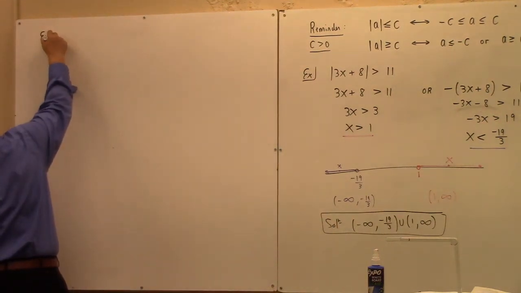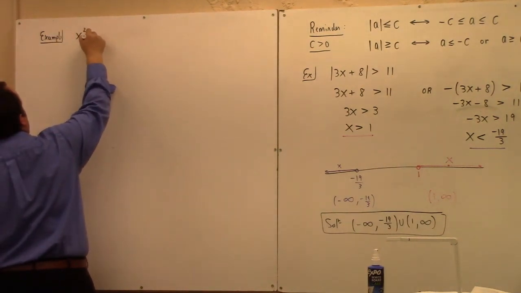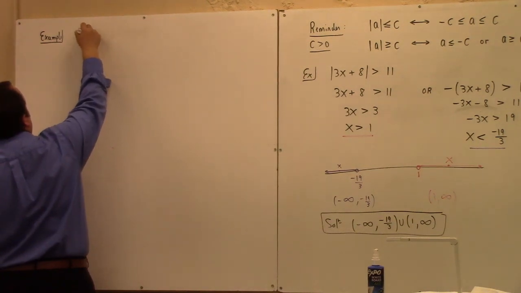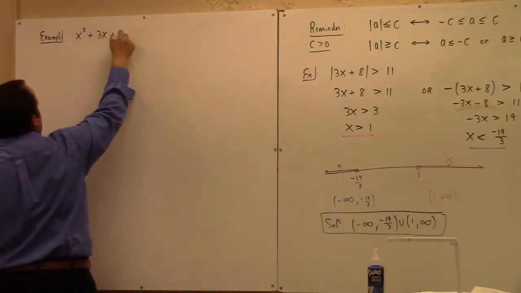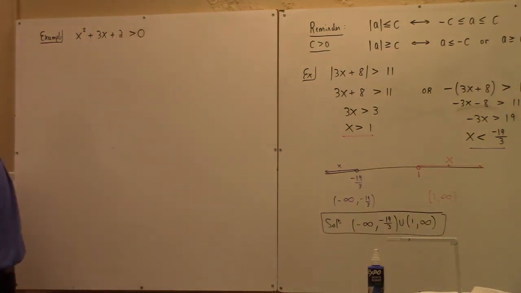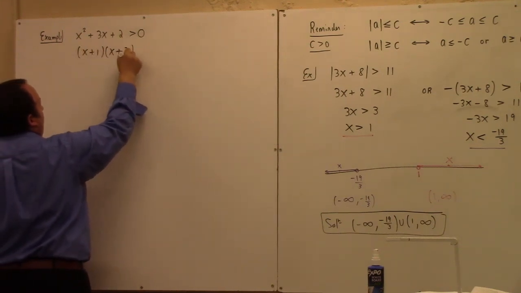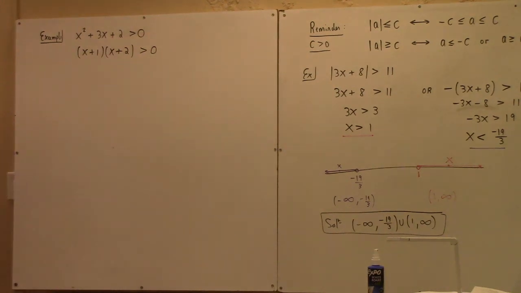Start out with this example. x squared plus, let's say, 3x plus 2 greater than 0. How do we solve this kind of inequality? Factor it out first. I like that. So how do you solve this kind of inequality?